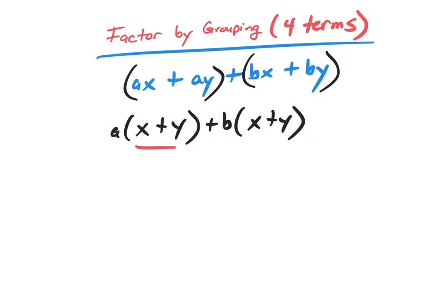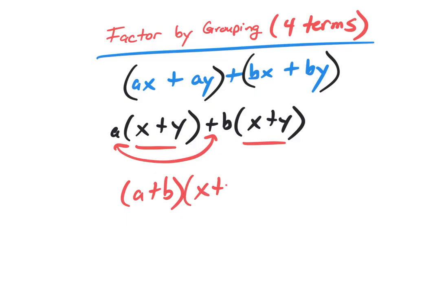And then as I look at it, the 2 parentheses must be the same. If they're not the same, then either I've done something wrong or I can't factor by grouping. Okay, but they should be the same. And as long as they're the same, then we're going to put these two together. A plus B, whatever's on the outside. And we're only going to leave x plus y one time. So as long as these two are together, we're going to put that as our second factor.